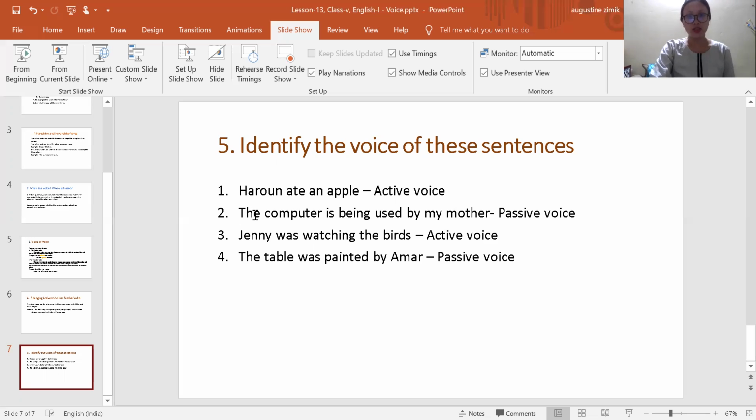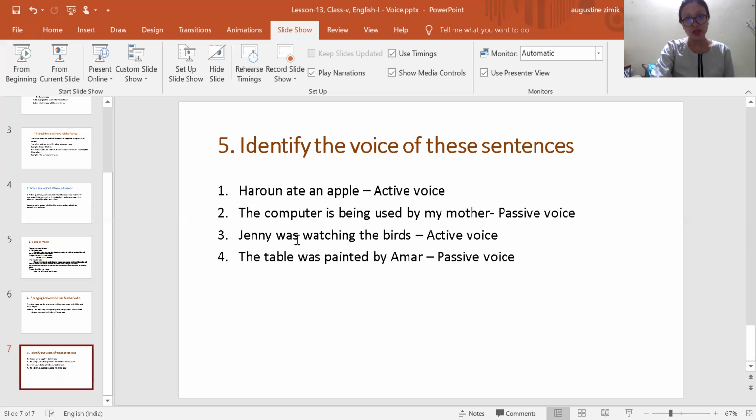So number 2, the computer is being used by the mother. What type of voice is this? It is a passive voice. Why? Because the computer is the receiver of the action. Okay, it is not the subject who did the action, but it is the receiver. The main focus is on the receiver of the action. That is why this is a passive voice.